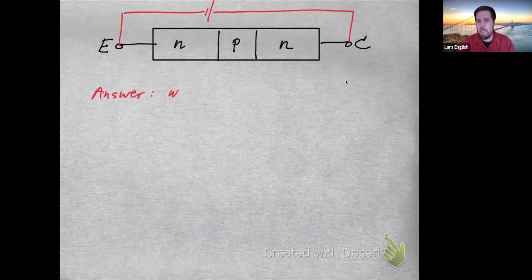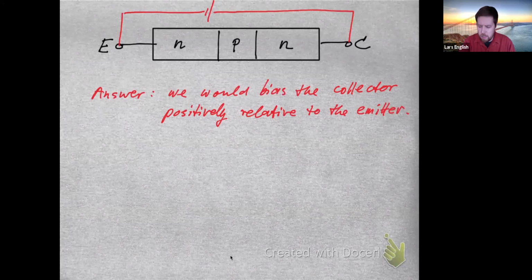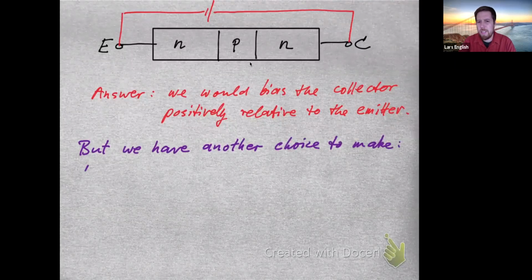So I would do something like this, right? We would have to bias the collector positively relative to the emitter, okay, right there. So this is just common sense, really. So the thing, though, is that we can access this middle layer as well. We call it the base. We can access that too. We have another choice to make, namely, what is the base voltage?